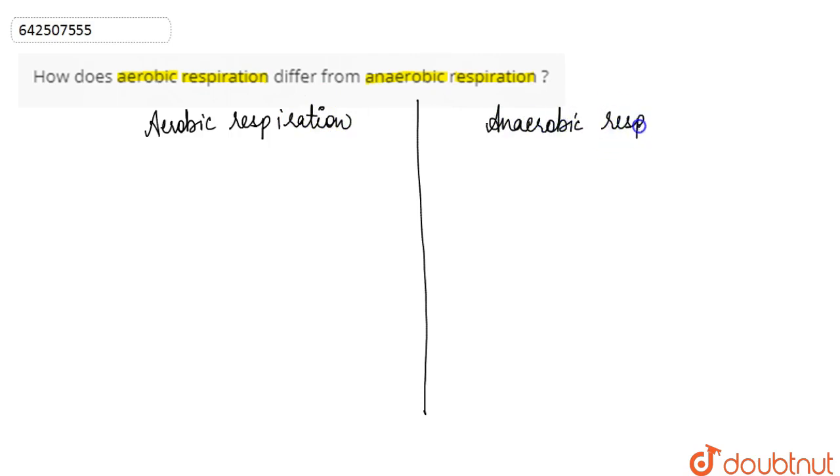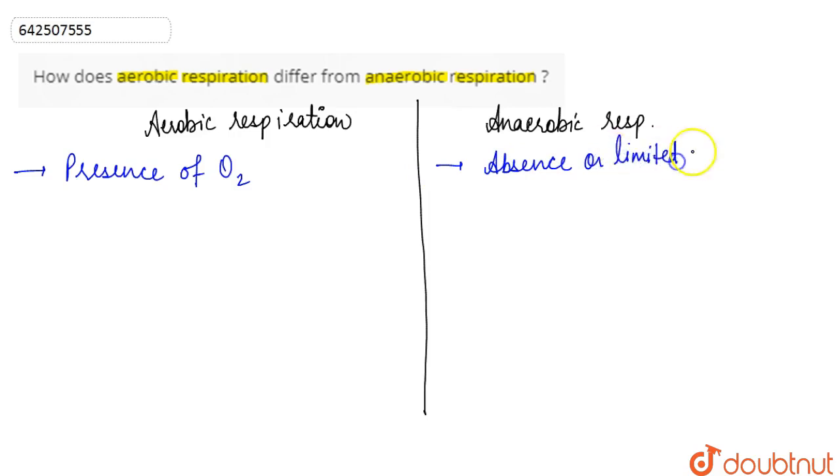aerobic respiration is the respiration that basically takes place in presence of oxygen, whereas anaerobic respiration takes place in absence or limited supply of oxygen.